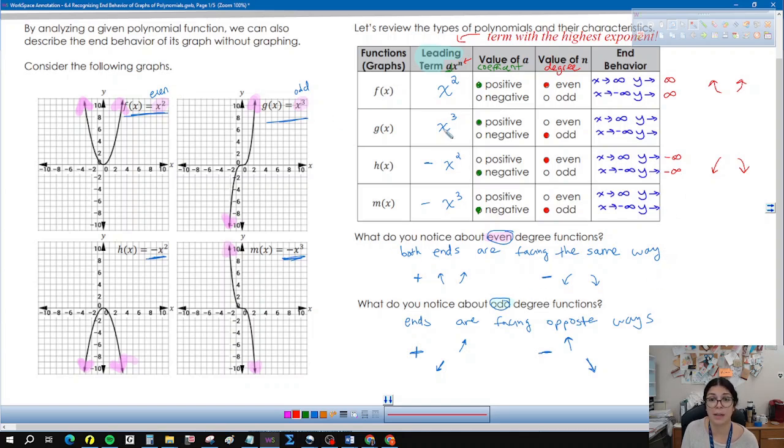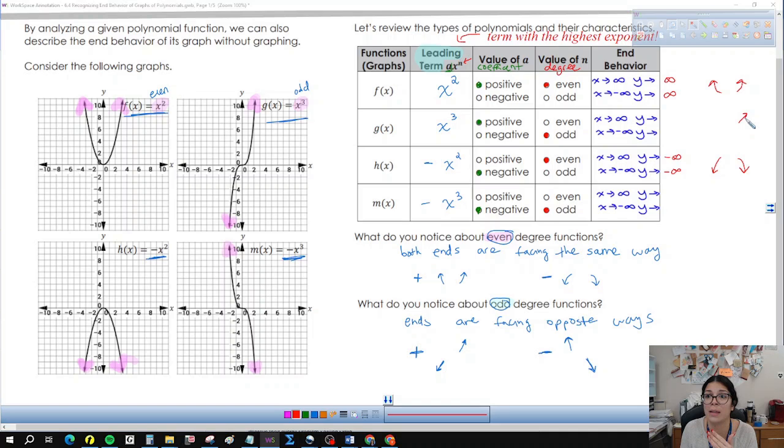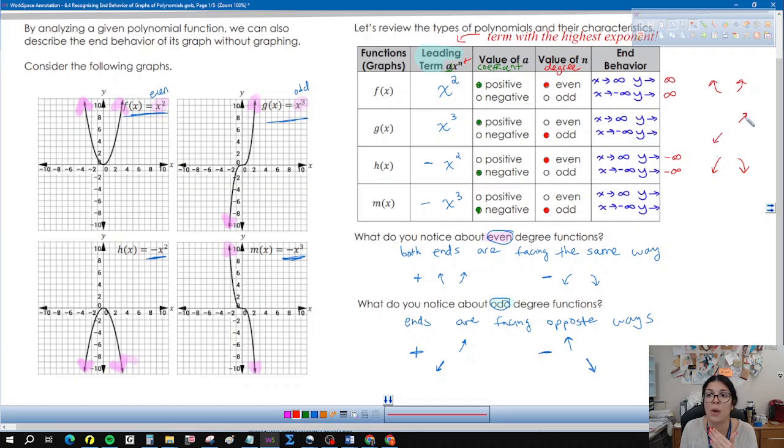For g of x and m of x, this is an odd power. This is the one where one side is up and the other side is down. So when we have a positive coefficient, then overall the ends are going up from left to right. So on the right side, it goes up, but on the left side, it goes down. So they're not facing the same way like the even ones. If you have a negative coefficient, then overall it's going down from left to right. So the right side goes down and the left side goes up.